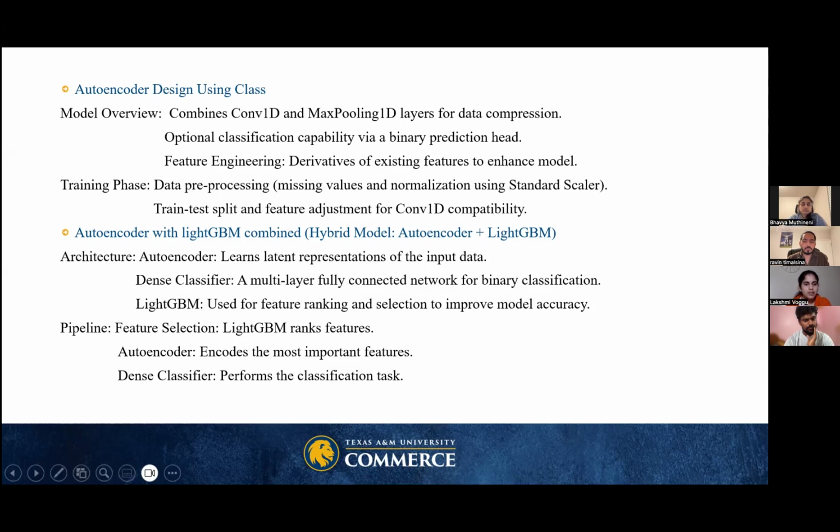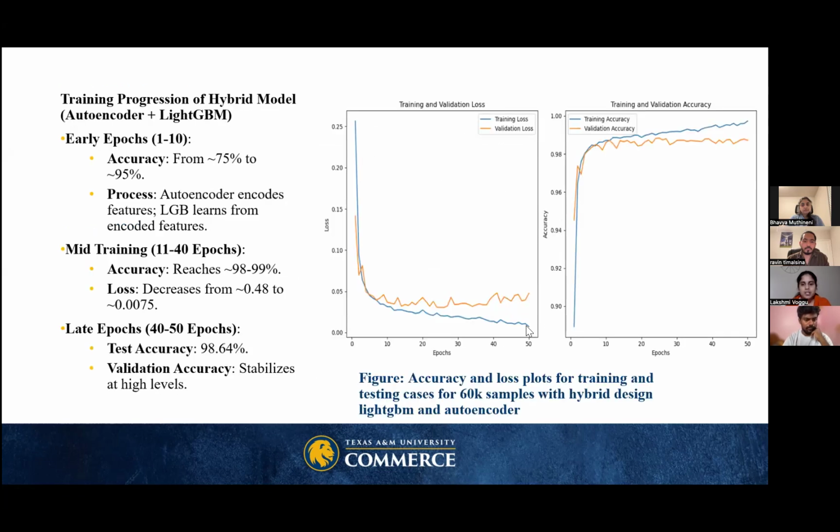Coming to the pipeline, for feature selection, LightGBM ranks features, the autoencoder encodes the most important features, and the dense classifier performs the classification task. These are the accuracy and loss plots for training and validation for 60K samples. We can see the epochs here, and the accuracy goes from 75% to 95%.